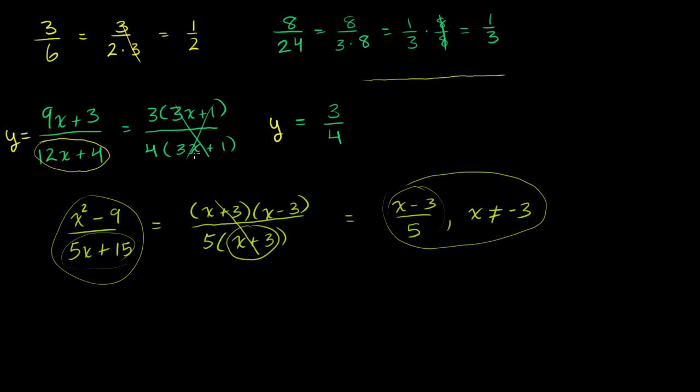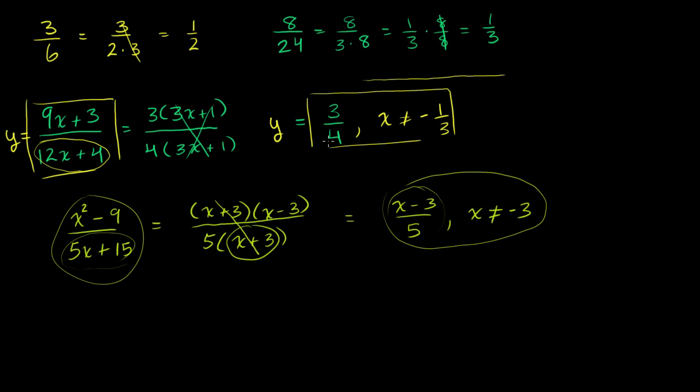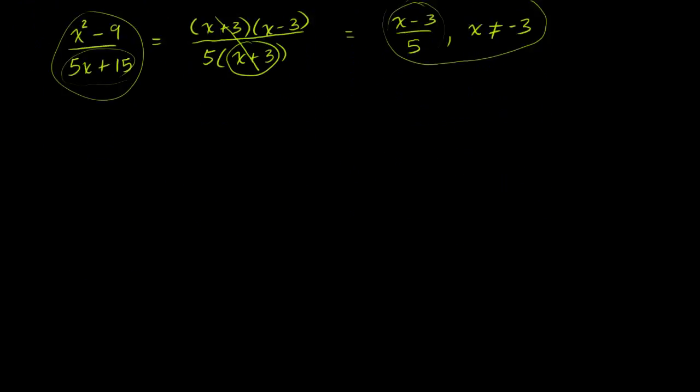If x is equal to negative 1/3, this denominator would be equal to 0. So even over here, we'd have to say x cannot be equal to negative 1/3. That condition is what really makes that equal to that: x cannot be equal to negative 1/3. Let's do a couple more of these.